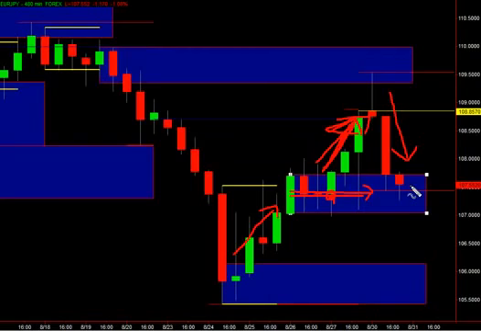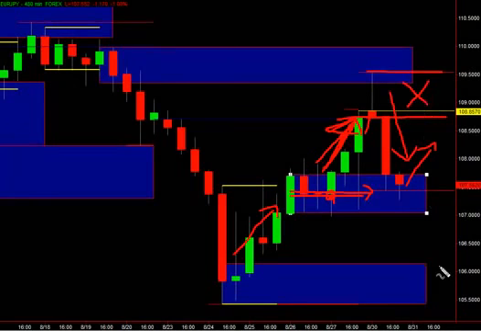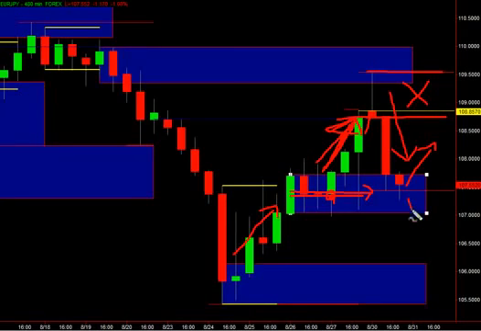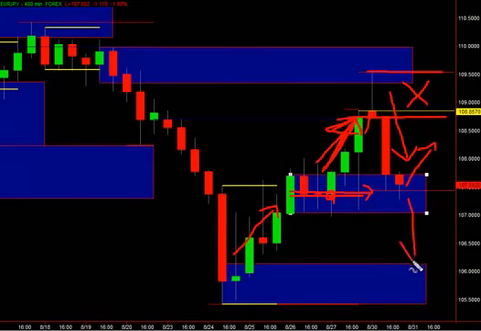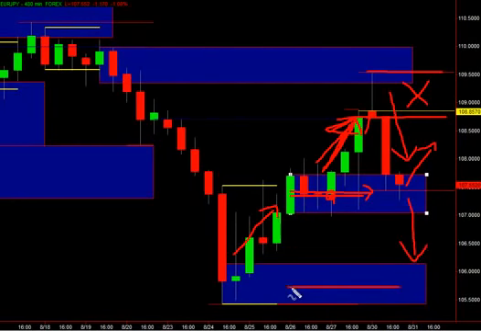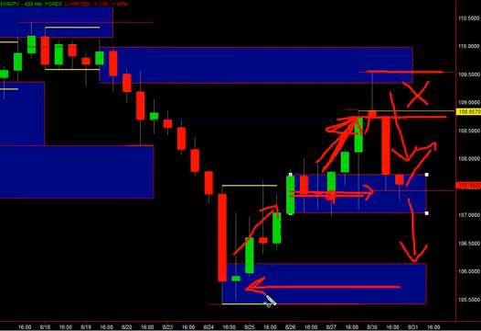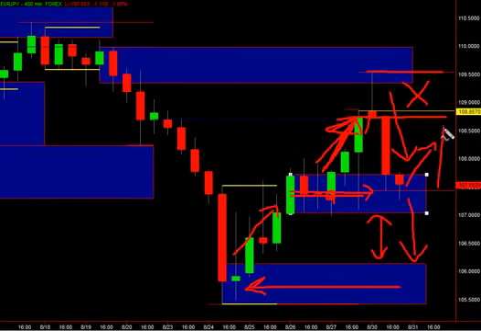It will either react, most likely back up to this next area of interest. This is where the move down started. Back into this newly established area of interest, or price will continue through it back down to this previously established area of interest. And the distance between those two locations is essentially what you're aiming to trade for.